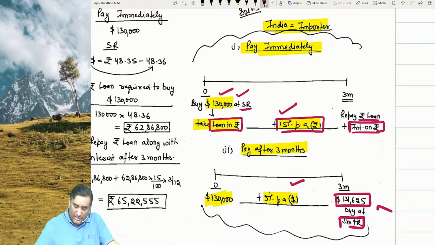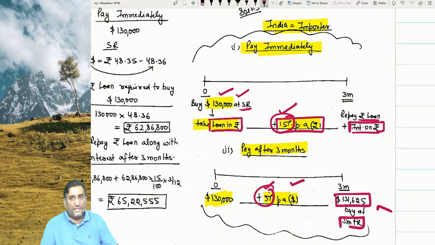Do not compare 15% and 5%. We never compare the interest rate and tell which currency is cheaper or expensive. You'll come to know very soon. So we cannot make a call between these two. Sir, 15% is basically more expensive than 5%. Maybe in this answer it might come, but that is not the way out.